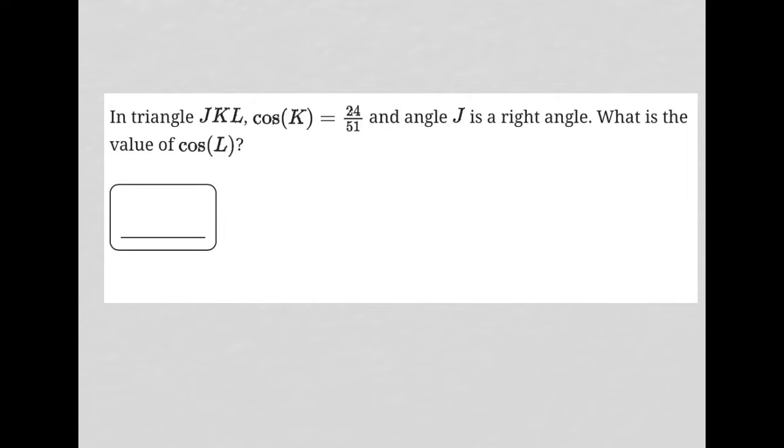So this question says in triangle JKL, cosine of K is equal to 24 over 51, and angle J is a right angle. So I'm going to draw a right triangle. So again, strategy-wise, this is called plug-in picture. I know that I have triangle JKL, and I know that J is the right angle. So I'm going to say J here, and then K there, and then L there. I also know that the cosine of K is 24 over 51.